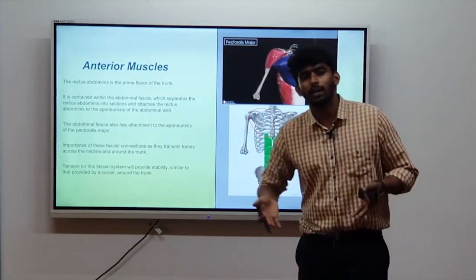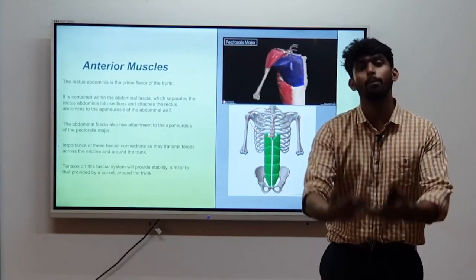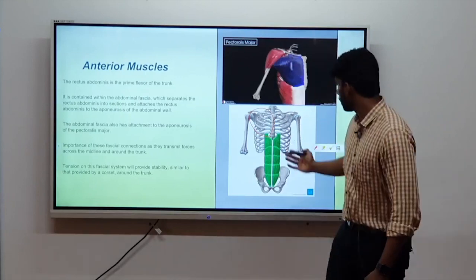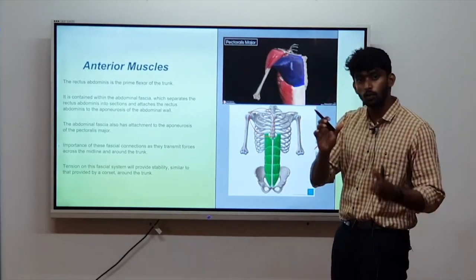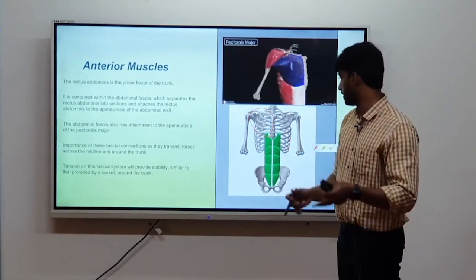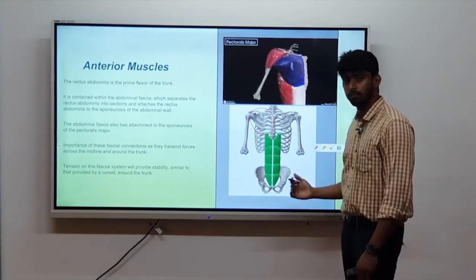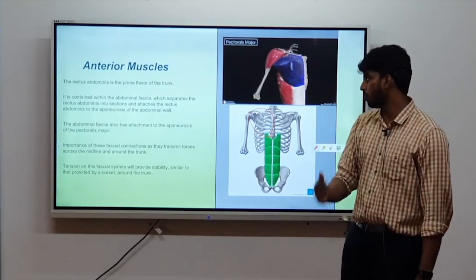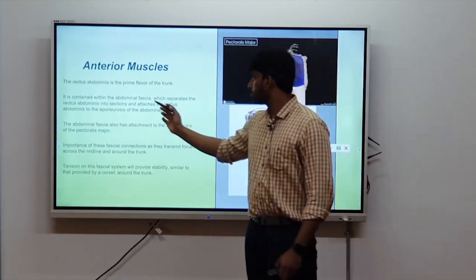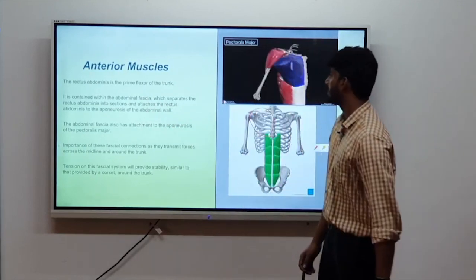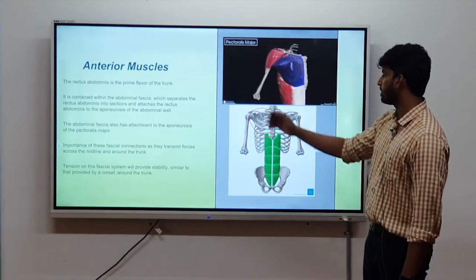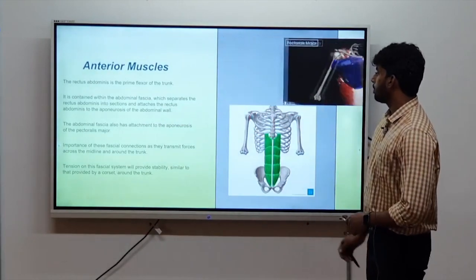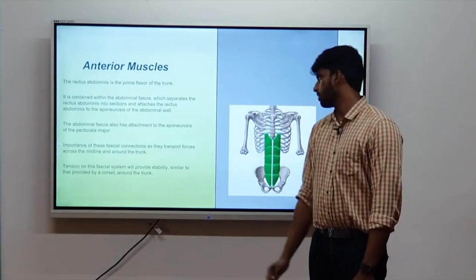For example, if your abdominals are weak and you are getting a big tummy, the abdomen won't be able to control the hip in its position and it will go into further anterior pelvic tilt. So the hip flexors will become tight as well as the erector spinae. It is contained within the abdominal fascia, which separates the rectus abdominis into sections and attaches to the aponeurosis of the abdominal wall.